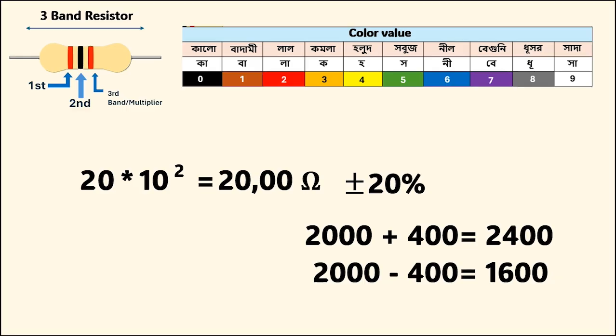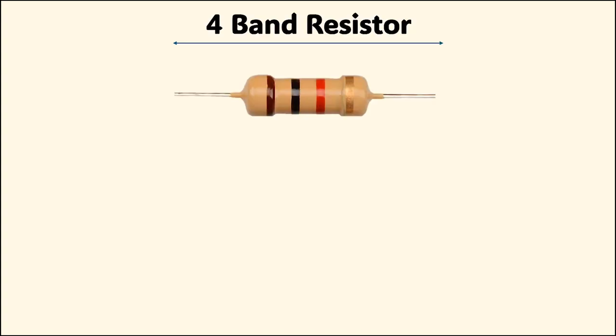While selecting a resistor, try to use the lower tolerance resistor. Now we will see how to determine the color code of a 4-band resistor. On the screen we can see a resistor.